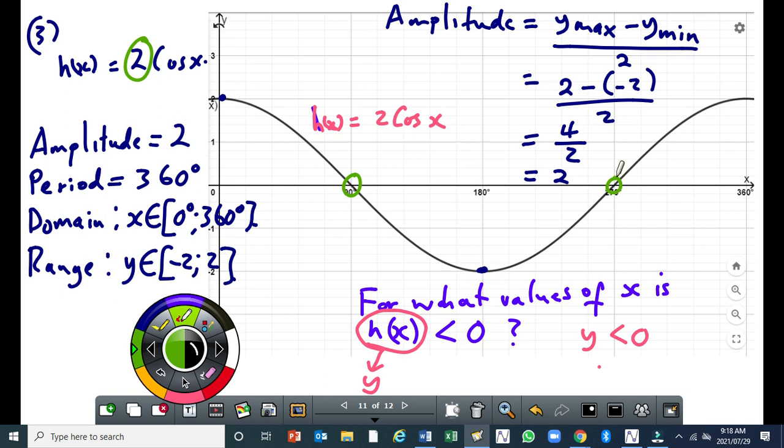So between 90 degrees and 270 degrees, the y values of the graph are negative, which means they are less than 0. So the answer to this question will be 90 degrees is less than x, and x is less than 270 degrees. That will be the answer for that question. So between 90 degrees and 270 degrees, the y values of this graph of 2 cos x are less than 0.